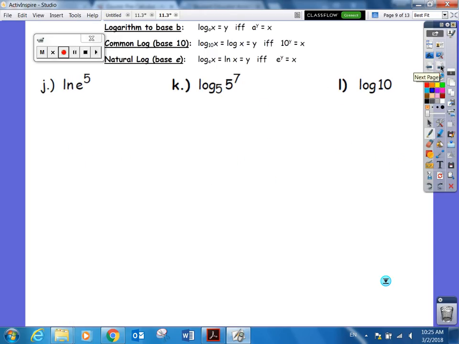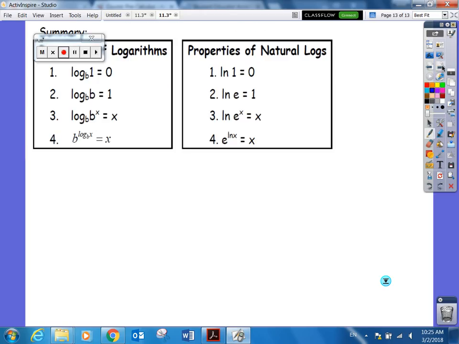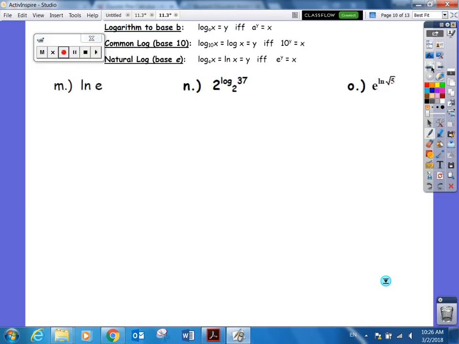All right, here's where you can use some of those properties if you want. You don't have to use the properties, okay, but you can. So you can keep doing what we've been doing, but the property right here, see, natural log of e to the x equals x, e to the natural log of x, those are the properties that I'm talking about on that second page of notes.